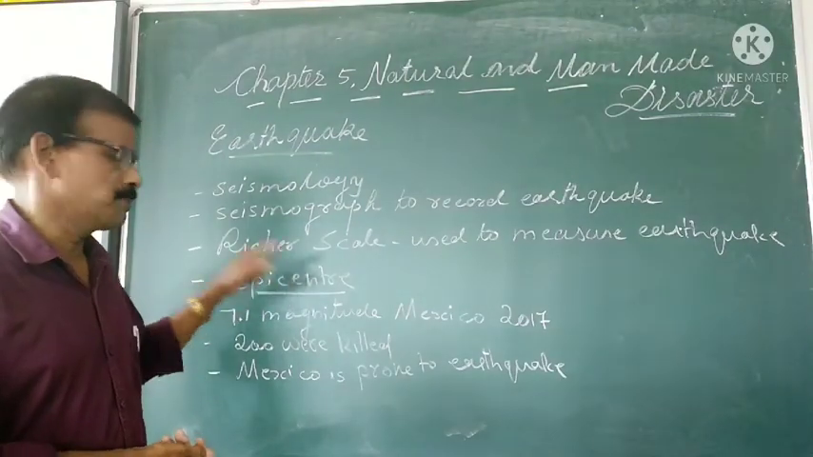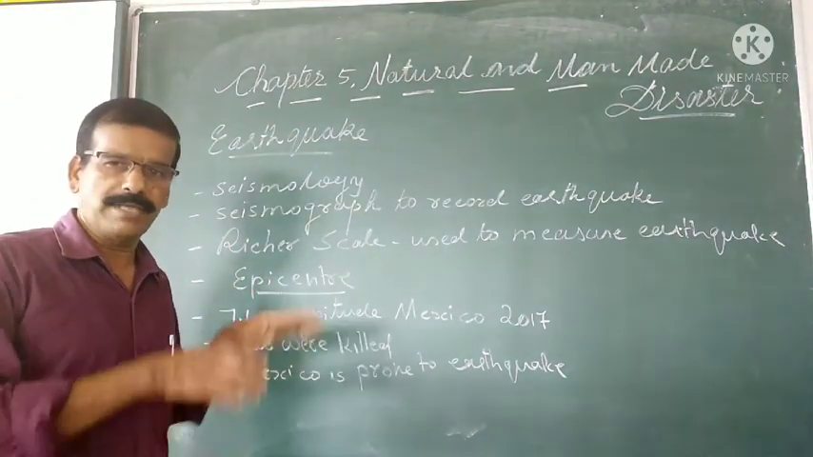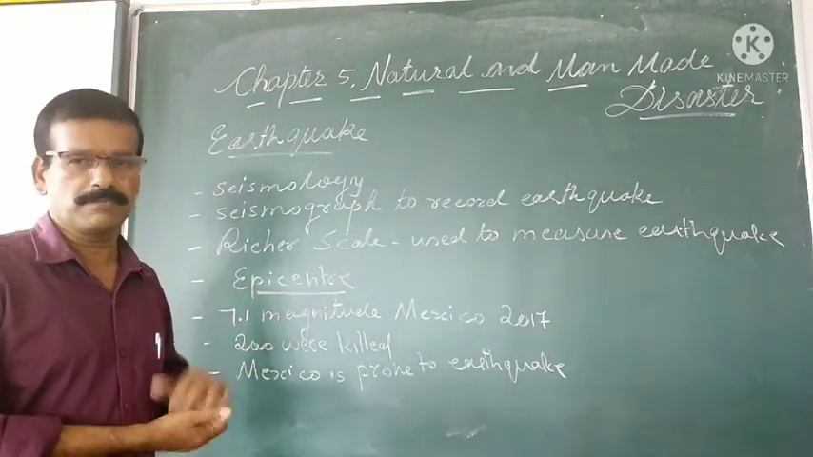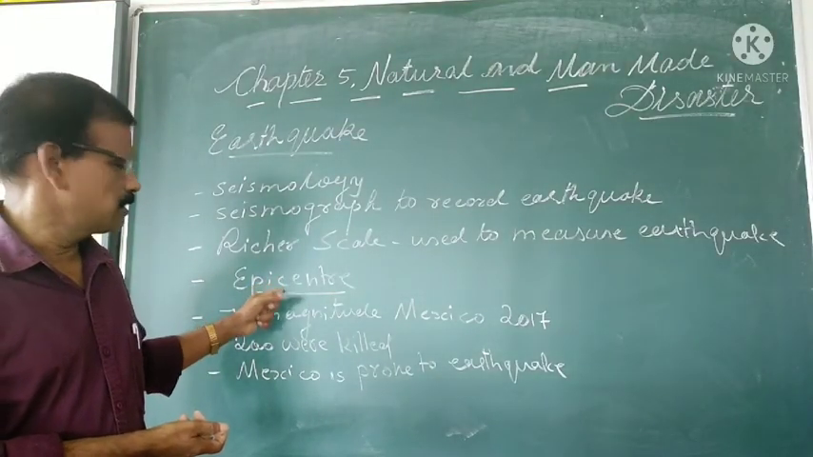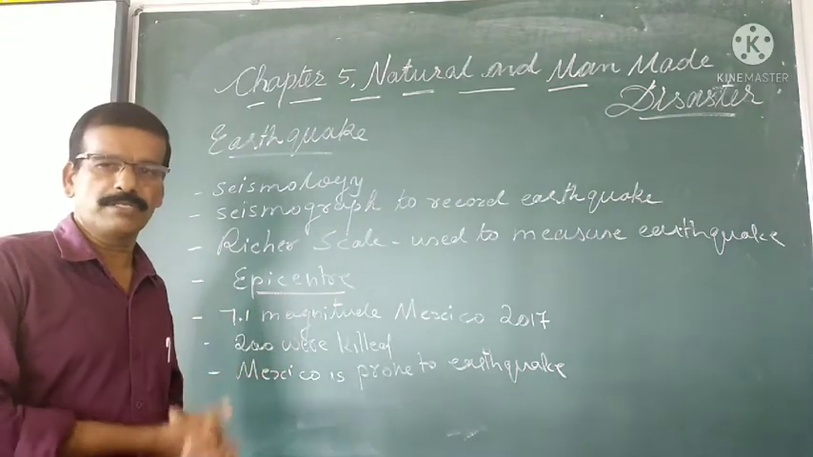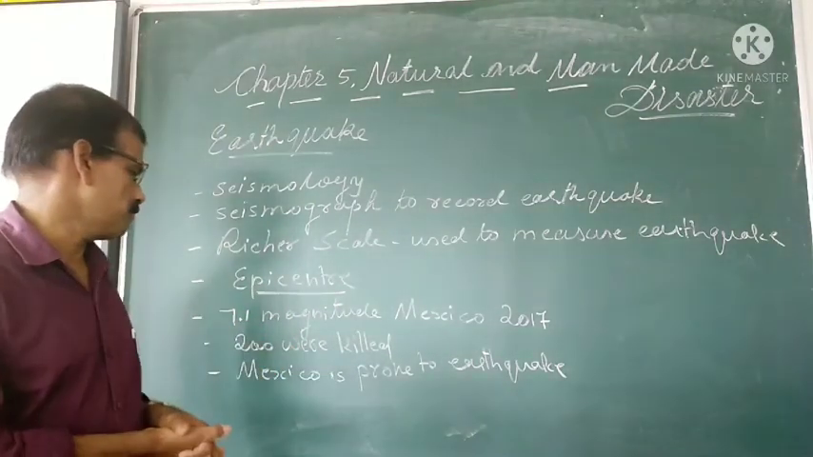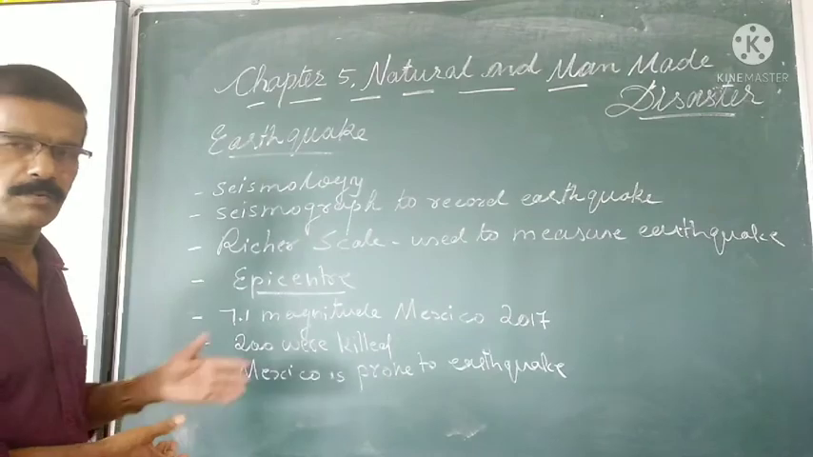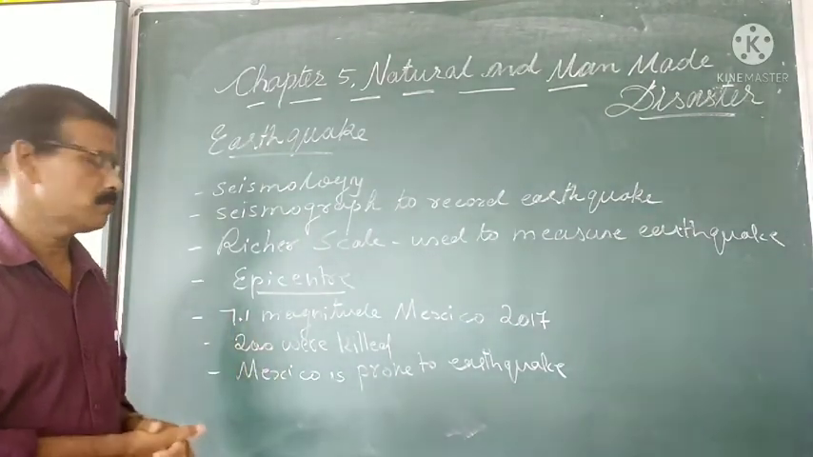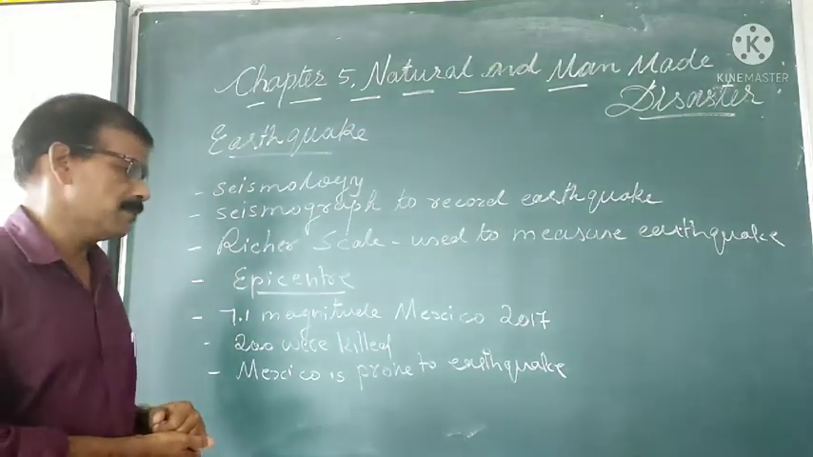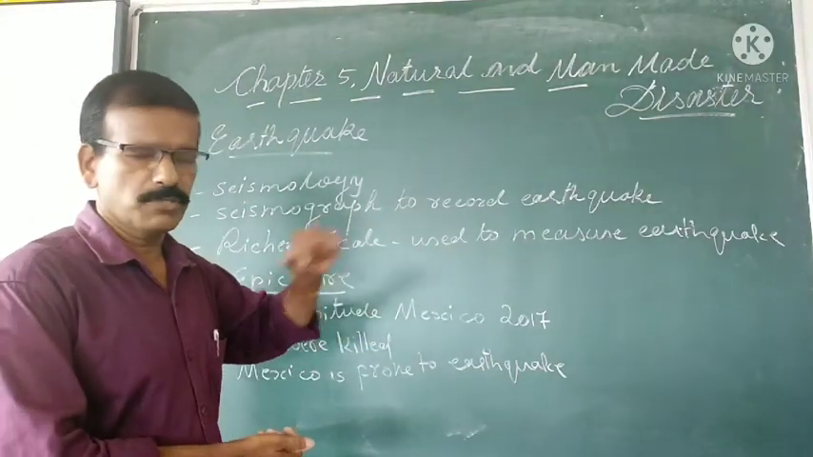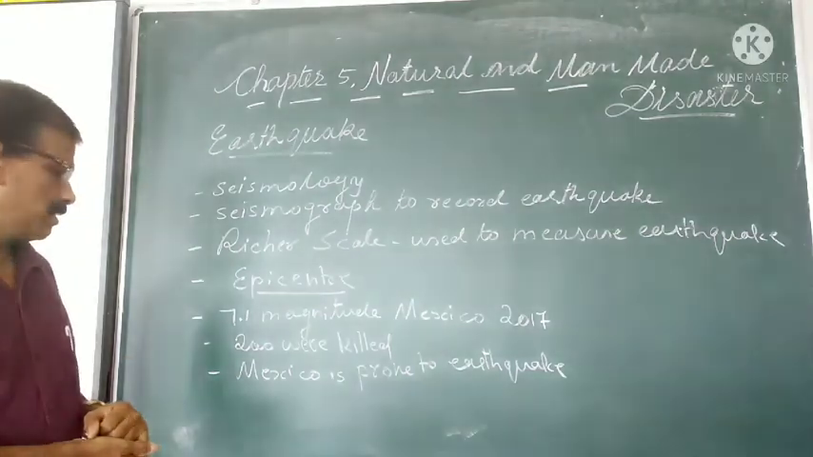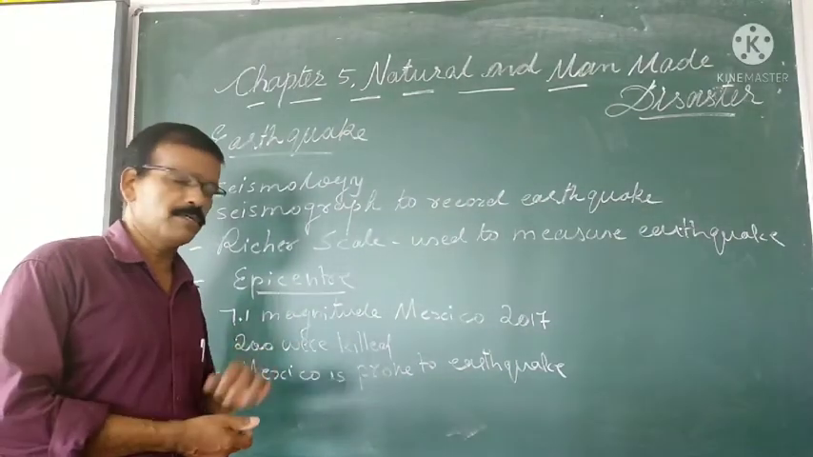Then again you see the word epicenter. Epicenter means the exact place on the surface of the earth where the earthquake is first experienced. In this place, the effect of the earthquake is very high compared to other places. And if the magnitude of the earthquake is above 7, it is very high also. A 7.1 magnitude earthquake occurred in Mexico in 2017, and due to that, 200 people were killed there. Mexico is a region prone to earthquakes.